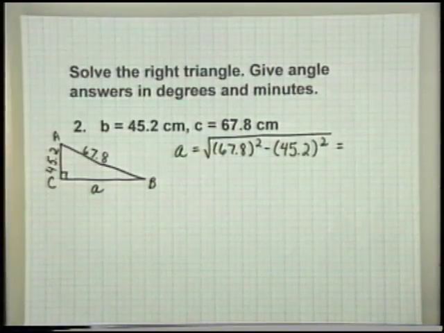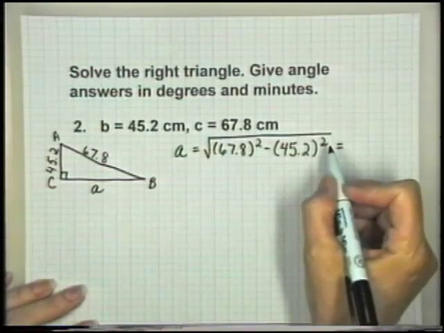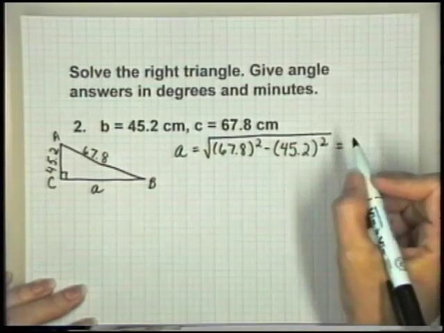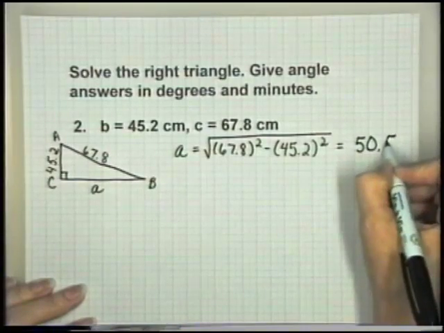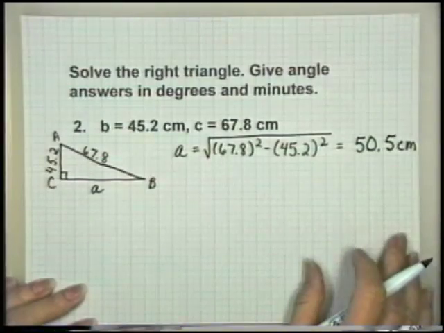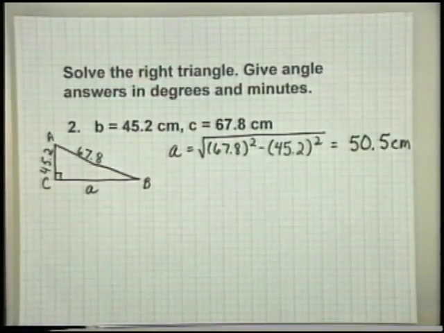All right, I need to round that, don't I? What do I use to help me know what to round? Well, side B and side C are rounded to 3 significant digits, so I need to round what I got here to 3 significant digits. I got 50.53, and of course it keeps on going, but rounding, I get 50.5, and that would be centimeters. So that's the length of side A.